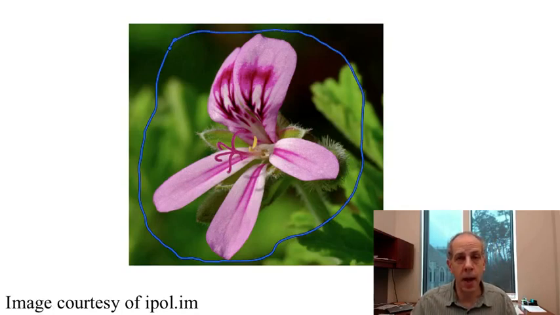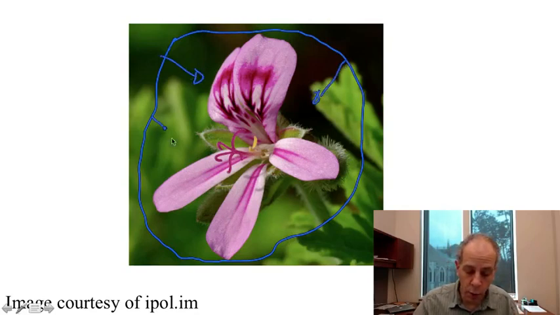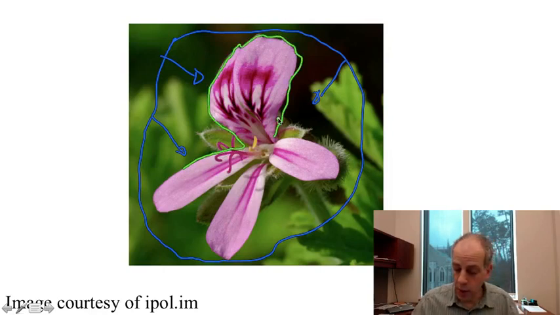The basic idea behind active contours is to design velocities that will move this curve towards the flower. Hopefully, as the curve moves, it's going to end up on the border of the flower. So we need basically to design velocities that will move any initial contour towards the contour of interest, which is the boundary of the object of interest.